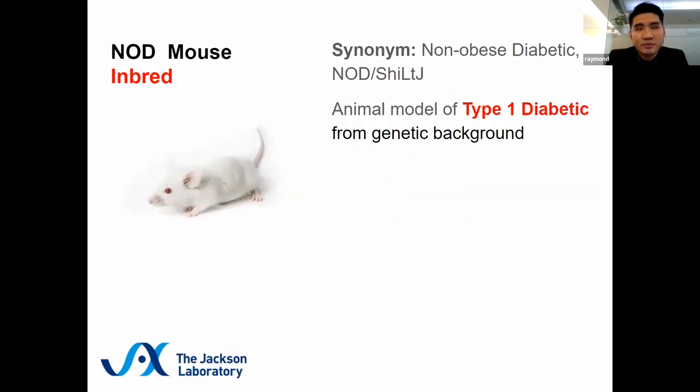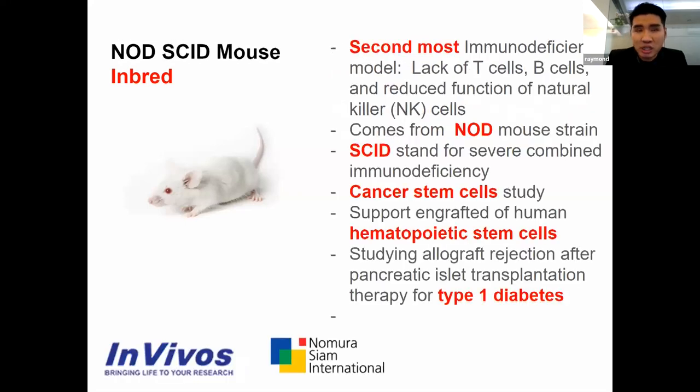BALB/c nude, as well as NOD mice. NOD actually stands for non-obese diabetic. So this animal model is a type 1 diabetes model from genetic background. This is not immunodeficient, but a slight modification of NOD will produce NOD SCID, also known as SCID mouse. This is an inbred model that is the second most immunodeficient model. They do not have T cells, B cells, and have reduced function of NK cells. It comes from the NOD mouse strain, where SCID stands for severe combined immunodeficiency. Under these circumstances, they can actually support human hematopoietic stem cell engraftment.